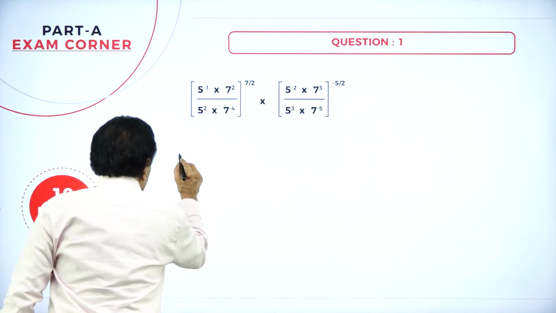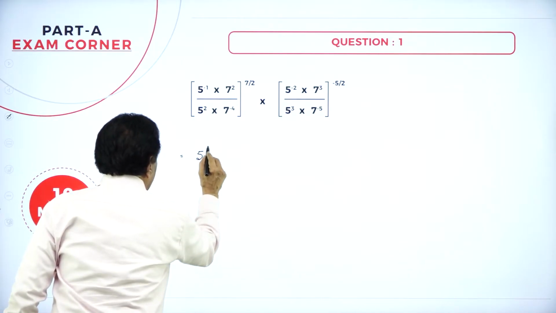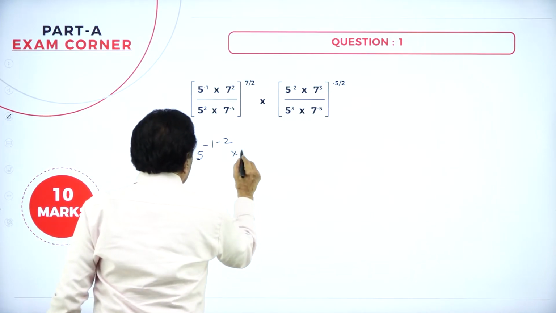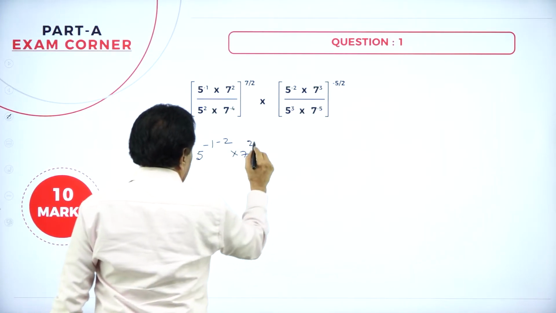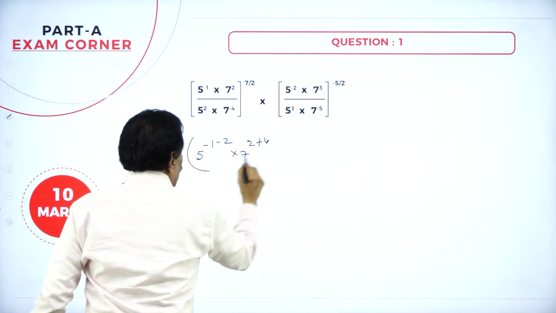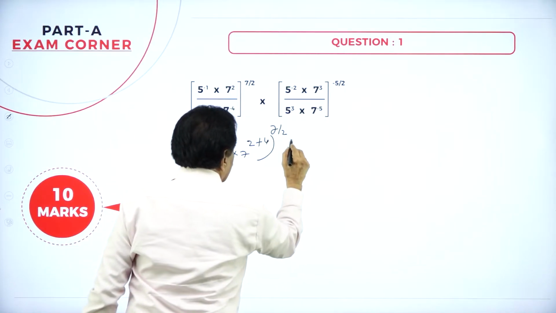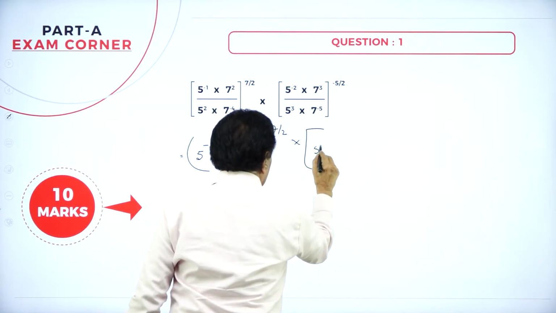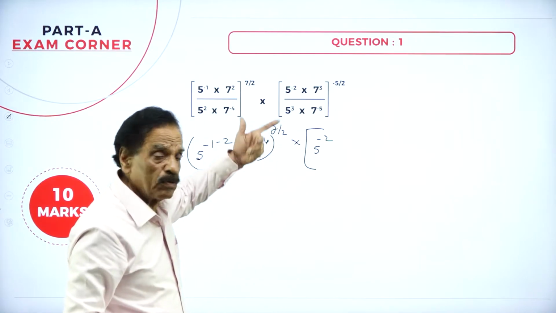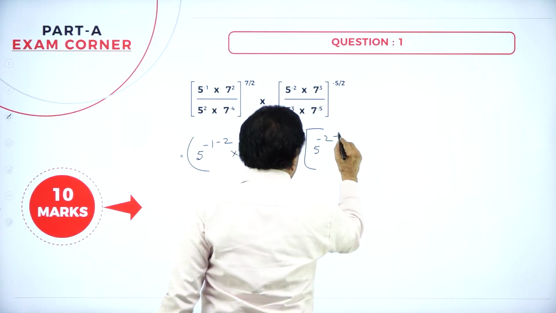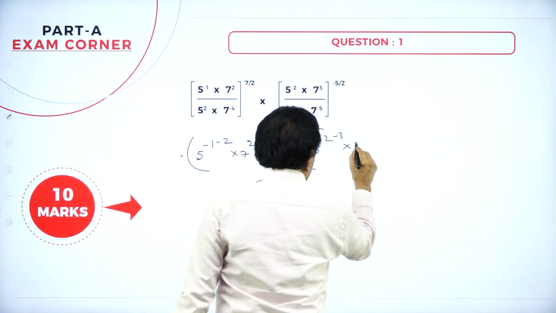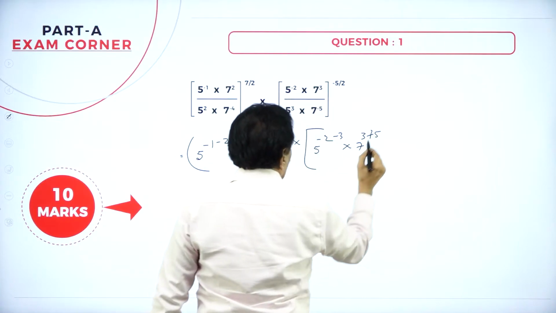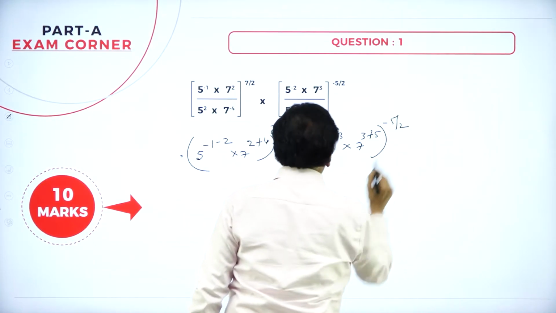You make it like this: 5 to the power of minus 1. You take the upper one, it is minus 2. 7 to the power of 2. Minus 4 becomes plus 4. Whole to the power of 7 by 2, into 5 to the power of minus 2. If the plus 3 comes to the numerator, it becomes minus 3, into 7 to the power of 3. If you bring it, it is plus 3. Whole to the power of minus 5 by 2.